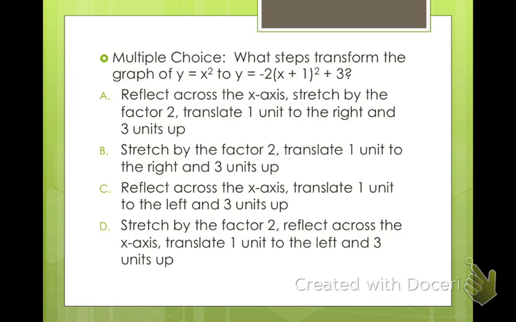Okay, and then looking at this, can you tell me which one of these multiple choice represents the transformation from our parent function y equals x squared to this function y equals -2 times x plus 1 squared plus 3? Well, we know it's stretched by a factor of 2, and it's also reflected because it's negative. The positive 1 moves it left 1, and the positive 3 moves it up 3. So which one of those is correct? The correct answer would be D.